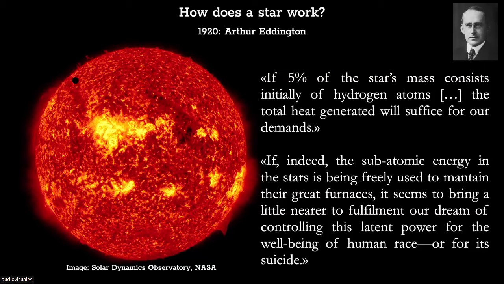Eddington, with a very smart idea, speculated the correct solution. He anticipated it at a time when nuclear fusion or fission had not even been discovered. Given the difference in mass between 4 hydrogen atoms and 1 helium atom, he speculated about the fusion of hydrogen into helium, and he said that if only 5% of the star's mass consists initially of hydrogen, the total heat generated from the difference in mass between the helium atom and the 4 hydrogen atoms will suffice for the energy demands that we observe in the sky.